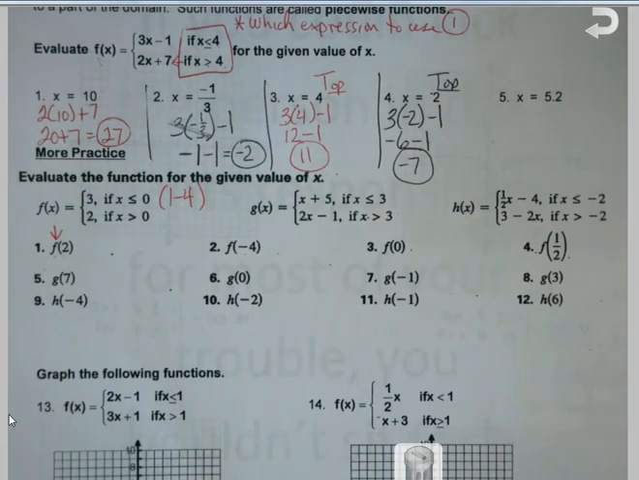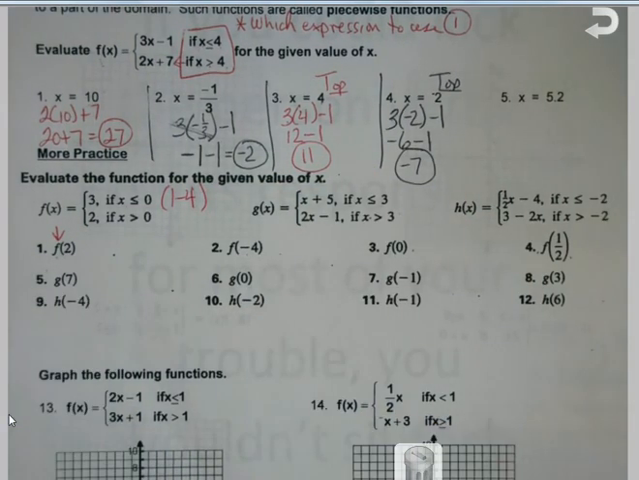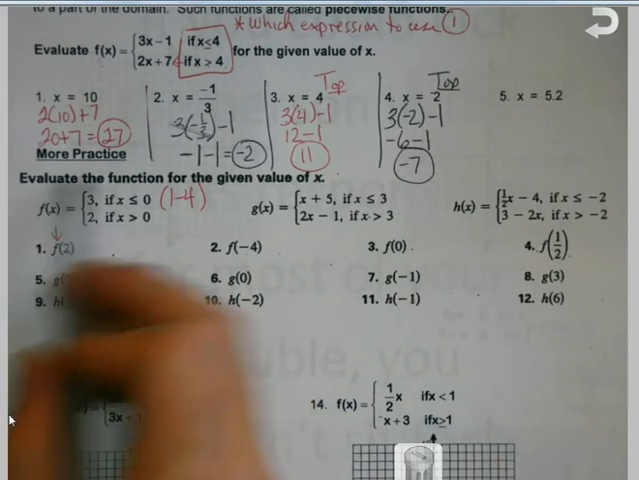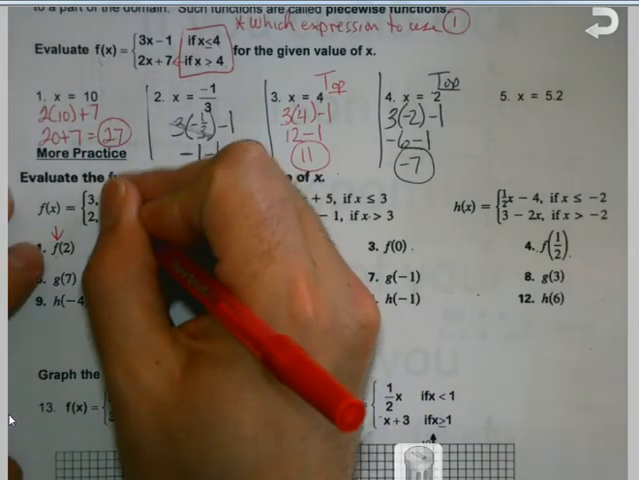1 through 4, notice they're all F's. So we're going to just be using this one for 1 through 4. And there's another part that gets interesting, but we'll get there in a minute. So, all right, here's my if statements.